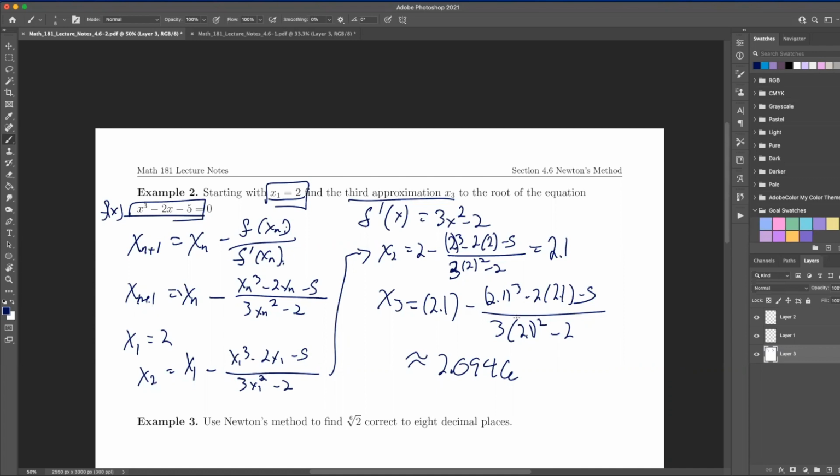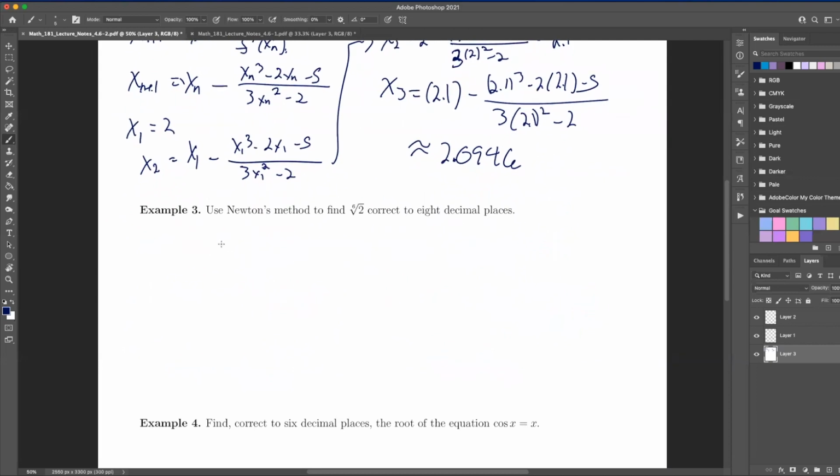And so that's how you do this method. You take your function, set it equal to 0, find its derivative, use this equation: the number, your guess, minus the function over its derivative. And then you just keep doing this until you achieve what you want. So let's do this again.